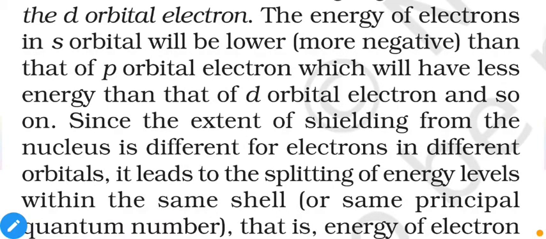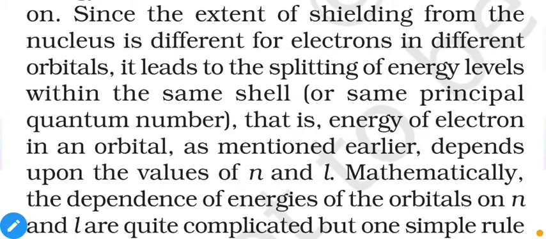And second reason is distance. Because of increasing distance from L is equal to 0 to L is equal to 3, attraction towards the nucleus decreases. Okay, repulsion increases and attraction decreases. Both these factors increase the energy. Since the extent of shielding from the nucleus is different for electrons in different orbitals, it leads to splitting of energy levels within the same shell or same principal quantum number.